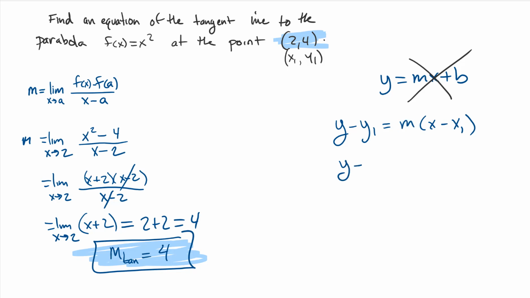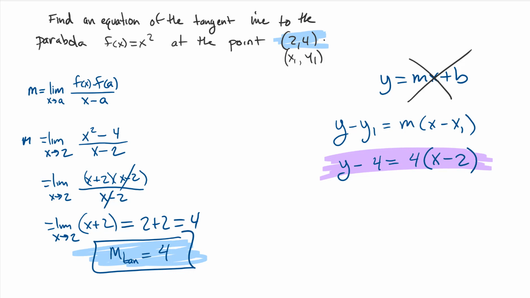So let's plug it in. Y minus, and it's y1, so that's 4, is equal to the slope of our tangent line, which is 4, times x minus, and then that's the 2. And there we are. Now, so many of you are going to say, I can't help it, I have to keep going. If your homework needs it that way, your homework needs it that way. For me on a test, leave that.